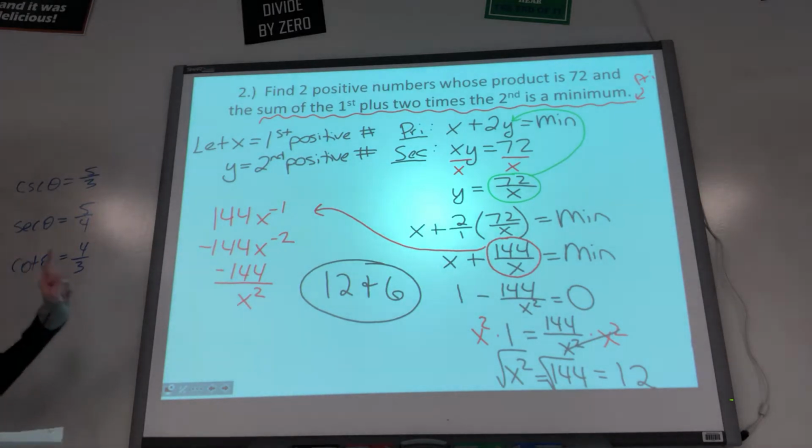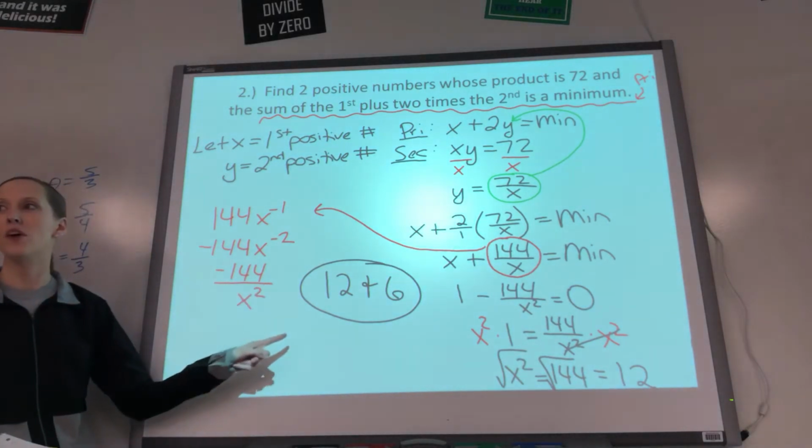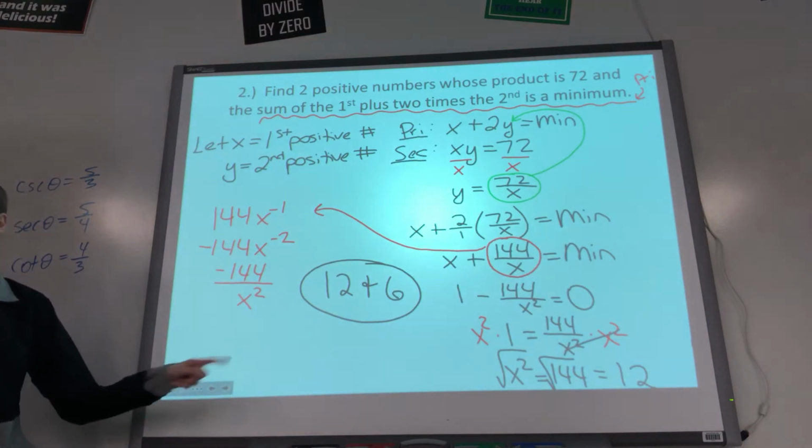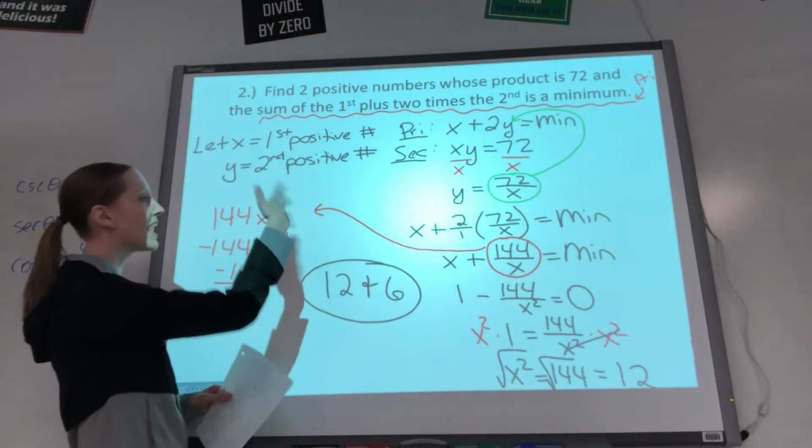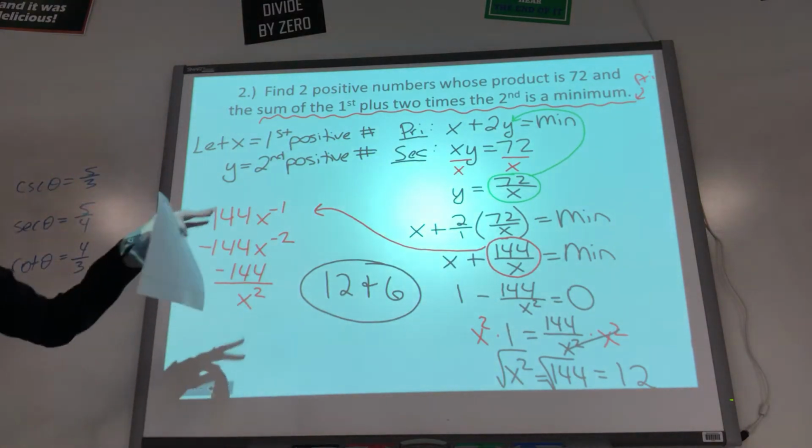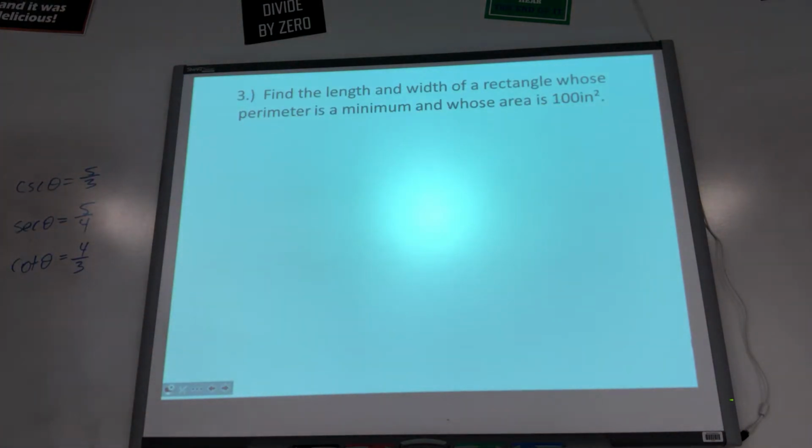Okie doke. Any questions about that one? All right, nice part about these is that a lot of them work the same way, especially the setup. Once you understand how to set up the primary and the secondary, a lot of them tend to work out the same way. All right, example 3, this is our last one.